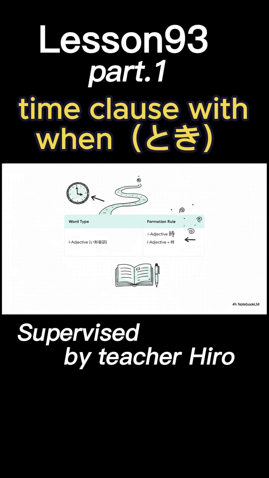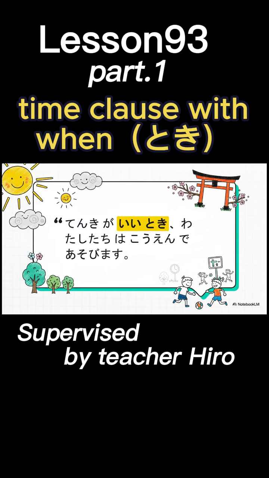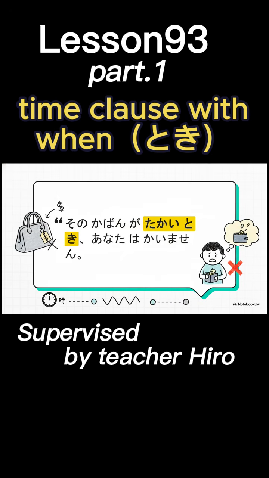Super simple. For example, let's take the adjective ii, which means good. We just put Toki right after it to build our clause. And bam, you get a perfect sentence. When the weather is good, we play in the park. Now, let's see that again.